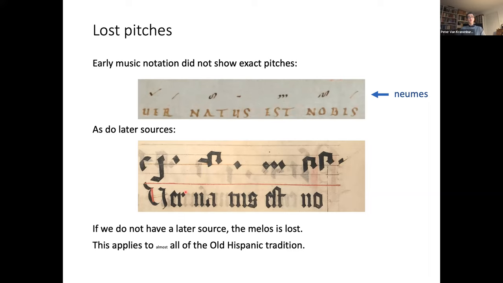And here at the bottom, we have a later source, in which we have a staff line and a C clef. So we know this note is a C, this note is a G, C, etc. So we can read the pitches of this and we can sing it. And as you can see, the two chants correspond. Here are two notes, here are two notes, here's one note, here's one note, here are three notes, here are three notes. So it is the same melody. But if we did not have the later source, then we must consider the melody, let's say the pitches, as lost, because we only have contours and some rhythmic indication. And for almost all of the Old Hispanic chant repertoire, we only have the neumatic notation, the early notation. So the pitches of those are lost.